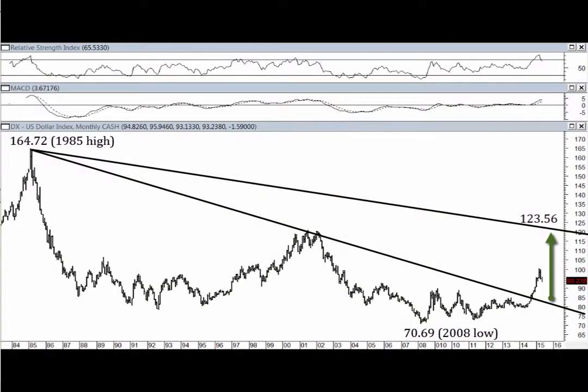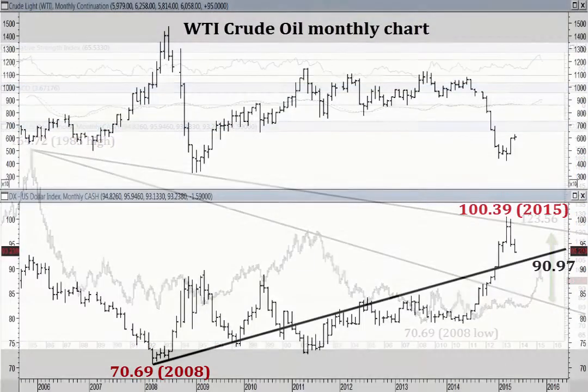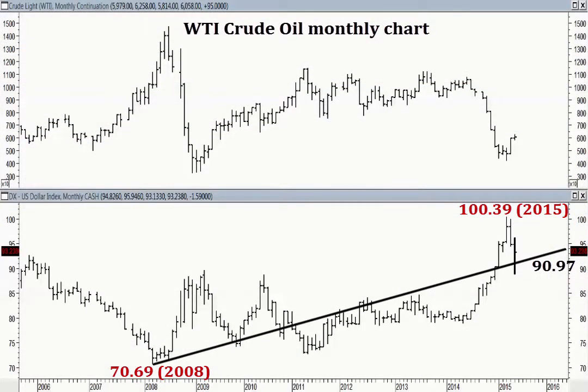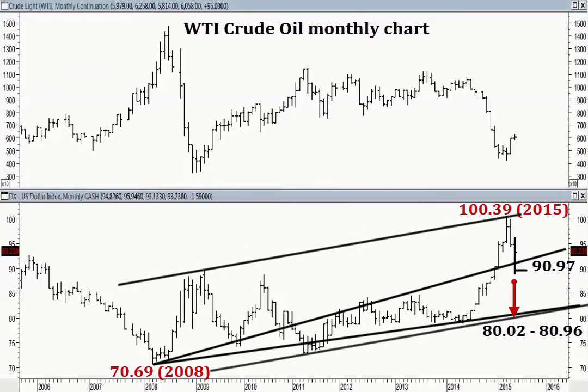On the other hand, an end of May settlement below the 90.97 speed line, which rises to 91.21 for the month of June, would indicate a good 2015 high. The US dollar then expected to break back into the lower 80s over the following 5 to 8 months.